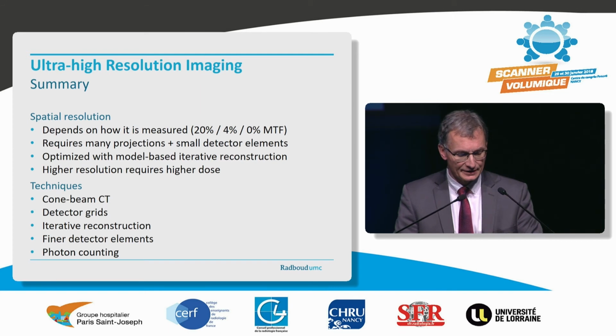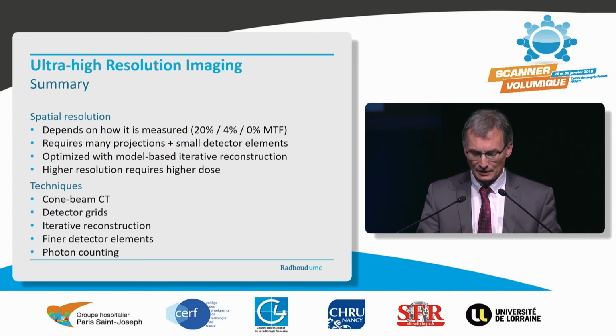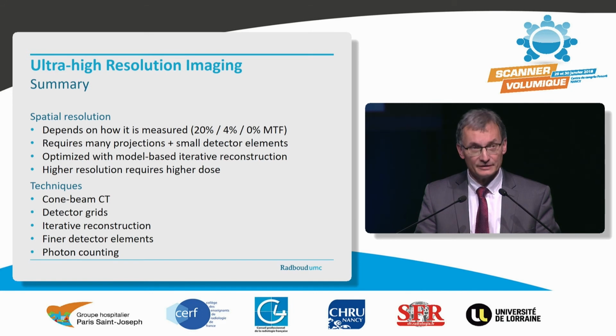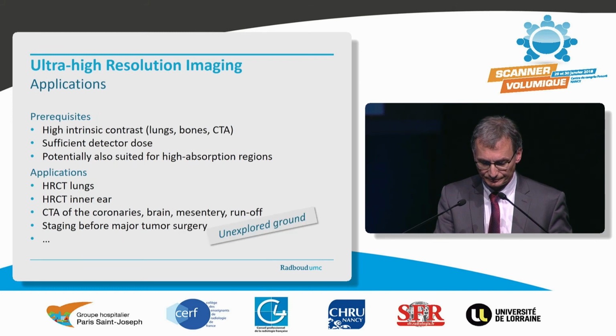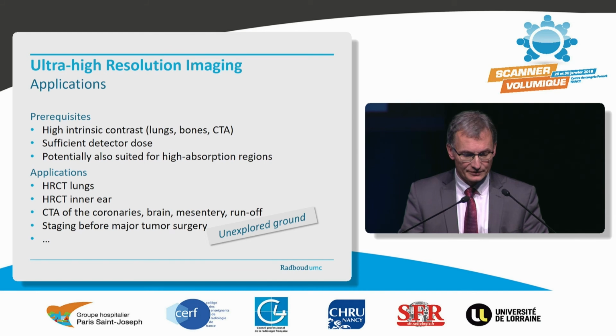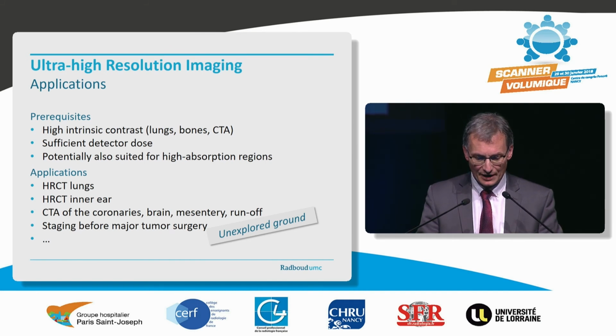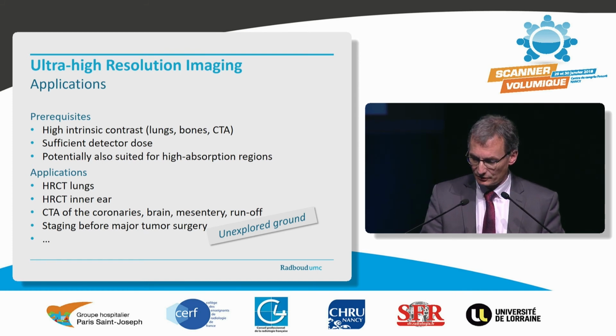We have, as techniques, cone beam CT, which is usually not available for radiologists. We have the opportunity to use detector grids. They're usually only used in areas like the inner ear or extremities. We can optimize iterative reconstruction, finer detector elements, or photon counting in the future. In order to get optimal results, we should focus on high contrast applications or situations where detector dose can be sufficient. It can also be suited in high absorption regions, especially if radiation dose is not an issue.